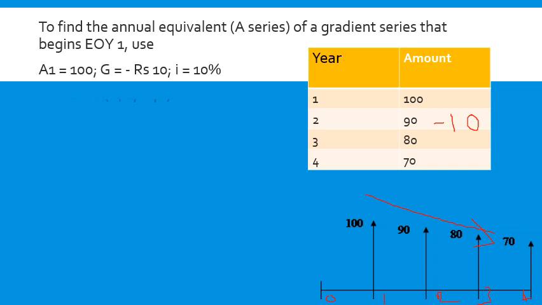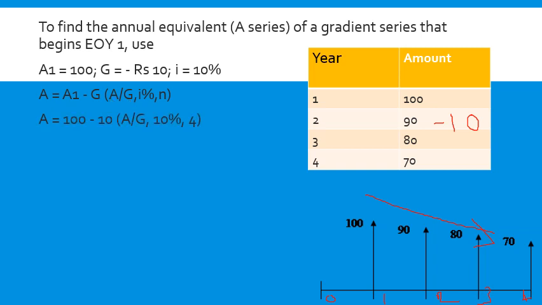The method is the same. First step is A is equal to A1. Instead of plus, I use the symbol minus here. Why do you use the symbol minus here? Because the gradient is negative. It is decreasing. That's why I use the symbol minus here. G multiplied by A/G, I, N. A/G indicates G is being converted into A. These are the basic things which you need to remember.